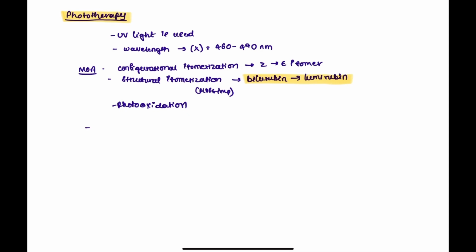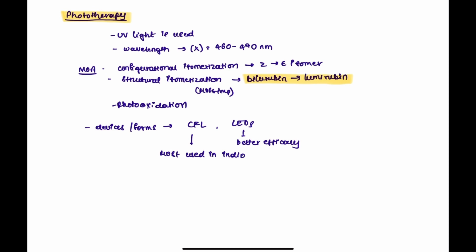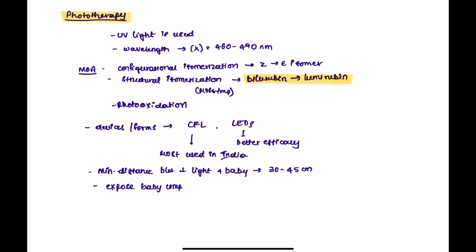There are two forms of phototherapy which we can use. Number one is the CFL, that is the compact fluorescent lamps, and the LEDs, that is the light emitting diodes. For efficacy, LEDs are more efficient than CFLs, but more commonly CFLs are used in India. So what is the minimum distance that we should keep between the light and the baby? The distance should be at least 30 to 45 centimeters. We have to expose the baby completely except the eyes, which should be covered with an eye patch, and the genitals, which should be covered with a diaper.